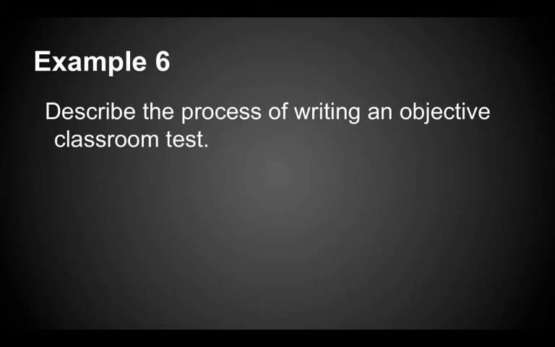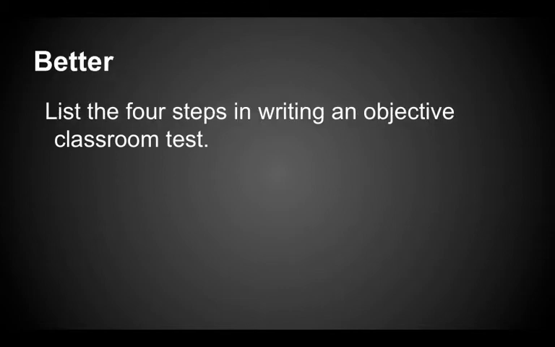Example number 6. Describe the process of writing an objective classroom test. So for a better example, you could probably say, list the 4 steps in writing an objective classroom test. The first bad example of describe the process of writing, although it does use an action word and it notes that you want a process, it leaves the question very open-ended. The student, again, could just write a huge response and maybe they hit the nail on the head and get the answer right, or maybe they go completely the wrong direction.